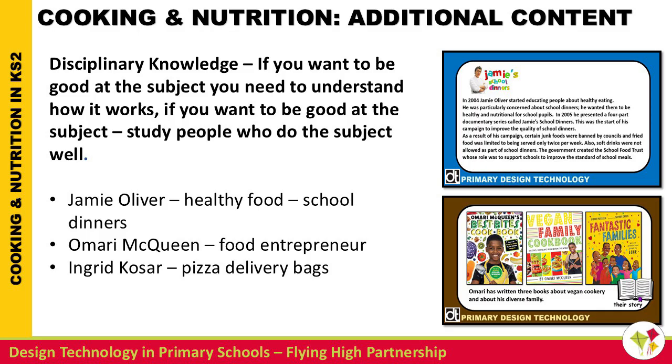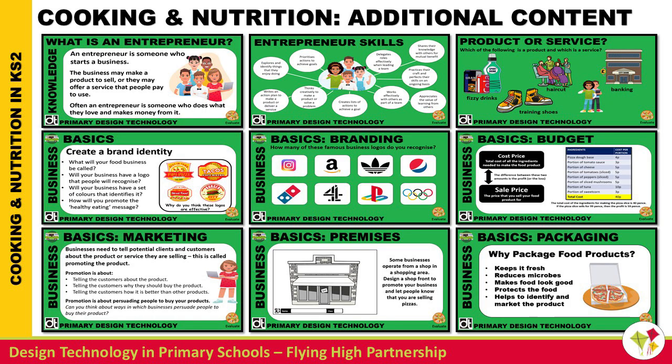He is an example of a young food entrepreneur who set up his first vegan food business at the age of 11 and has authored several vegan cookbooks. Towards the end of Key Stage 2, children can learn about food entrepreneurship linked to the food product that they are creating. Children learn that an entrepreneur is someone who starts a business that either has a product to sell or offers a service that people will pay to use.